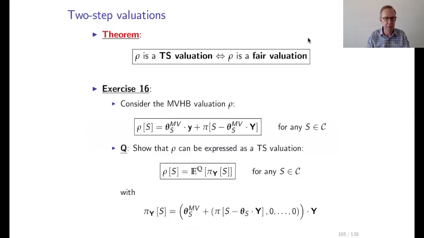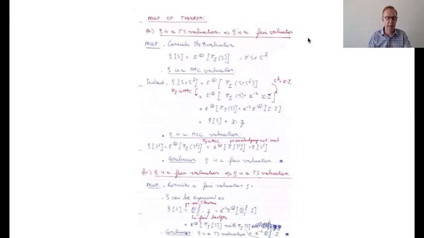Now you can prove that the class of two-step valuations is the same as the class of fair valuations. We had the same already for the hedge-based valuations. We introduced the class of hedge-based valuations, but it turned out that the class of hedge-based valuations is the same as the class of fair valuations. Now we defined another class of valuations, two-step valuations, but again, any two-step valuation is a fair valuation, and any fair valuation is a two-step valuation. Let us first try to prove this. The proof can be found here.